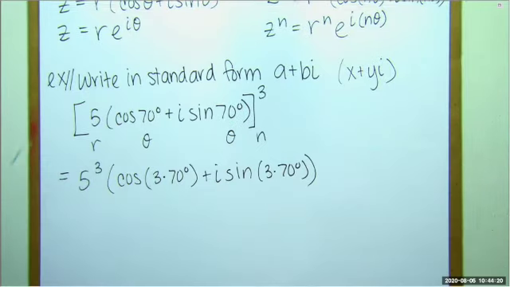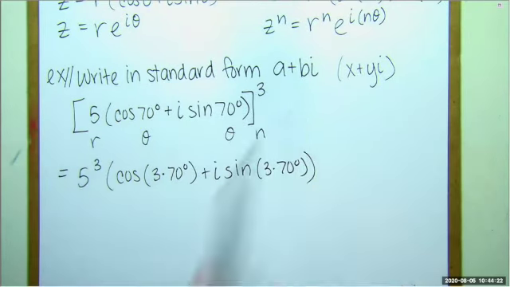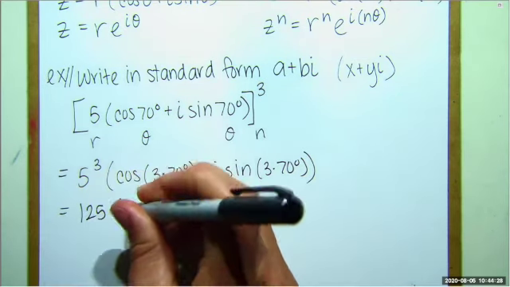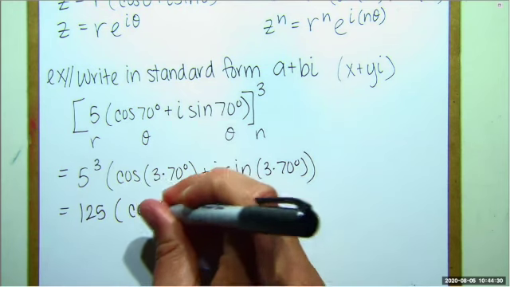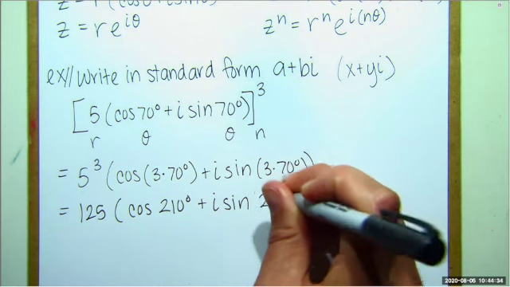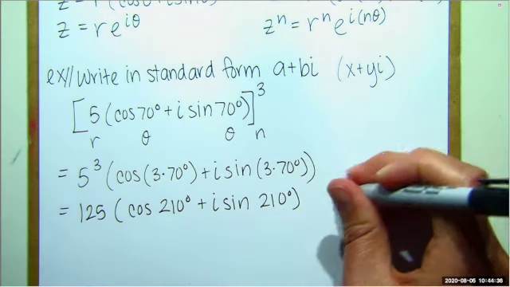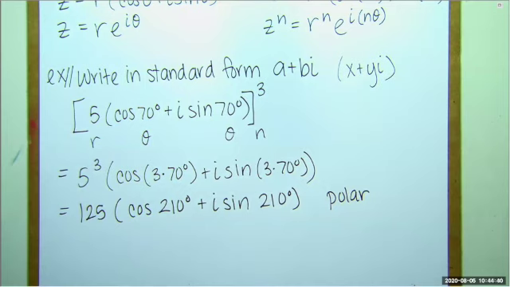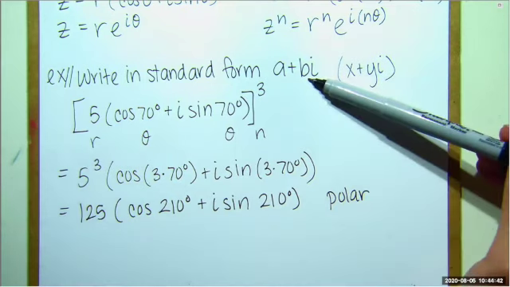And now we just need to simplify this and get it into this standard form. Okay, so 5 cubed is 125. 3 times 70 is 210. Okay, this is polar form. If we were asked to leave it in polar form, we would be done at this point. This asked us to put it into standard form or rectangular form, a plus bi.